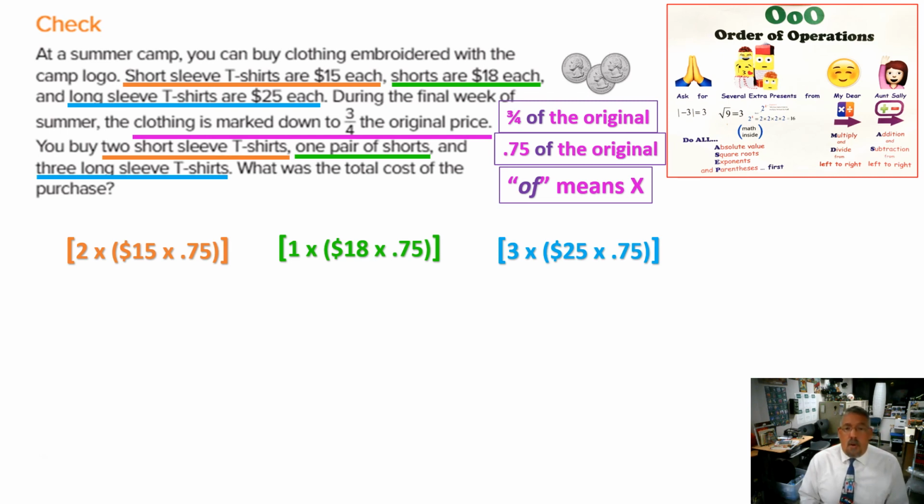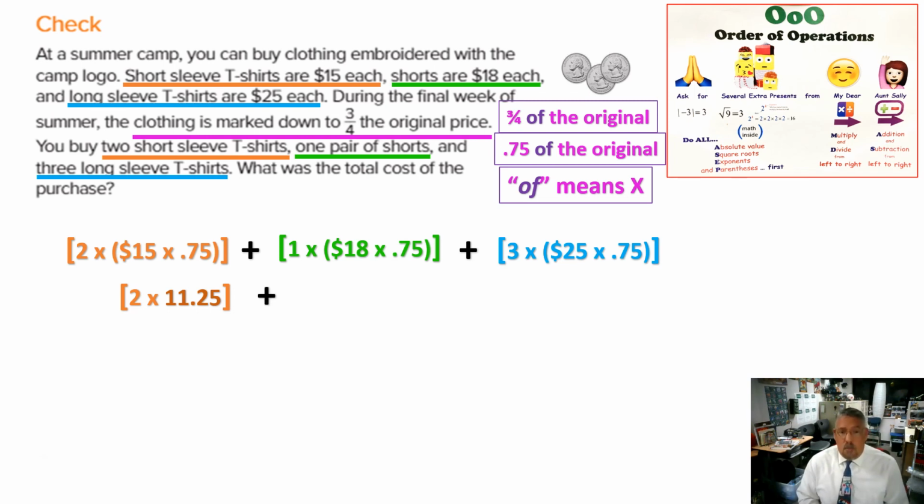Then I'm going to do my 25, multiplying by 0.75, that 3/4 of the original price, and I want to buy 3 of those. I know I'm then going to add all of those together to figure out how much I'm going to spend at the end of camp. So when I take 15 times 0.75 on my handy dandy calculator, that tells me each of those items is going to cost me $11.25.